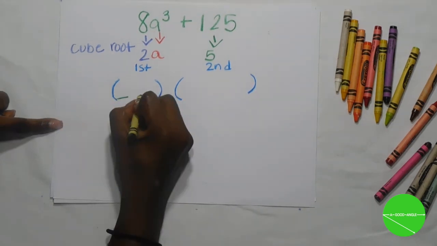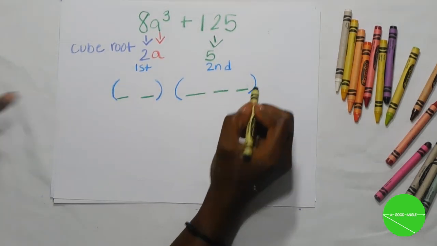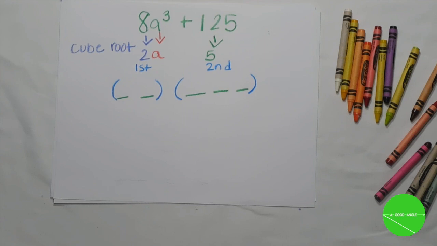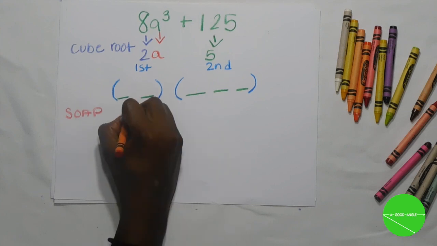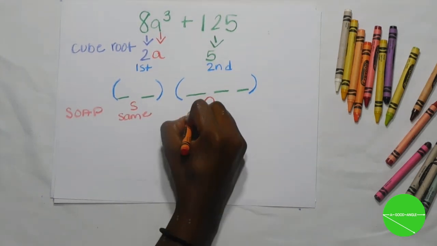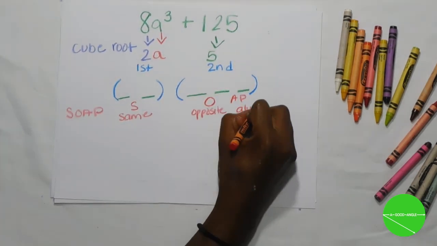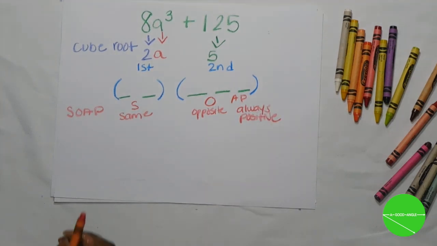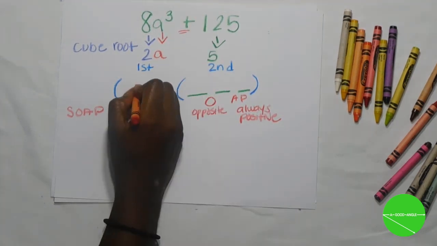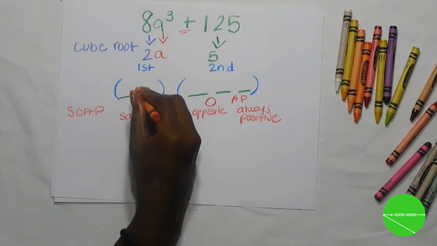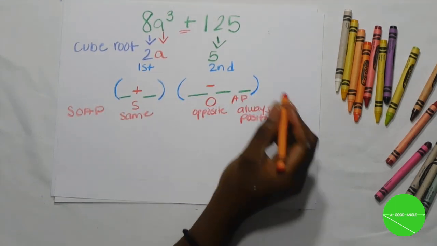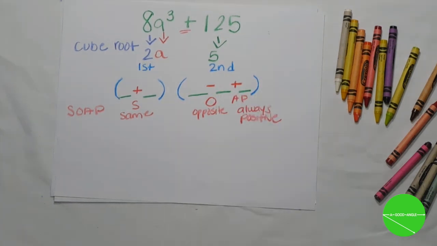Set up your parentheses, 2 spaces in the first one, 3 spaces in the second one. Remember SOAP: same, opposite, always positive. So look at the sign of the problem. It was a positive, right? So we keep it the same. Then we use the opposite, a negative, and then we use a positive, always positive at the end. So the signs are determined by what the problem was originally.